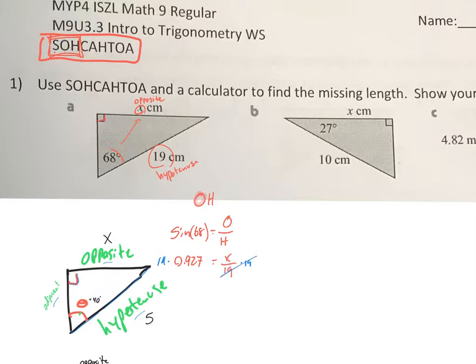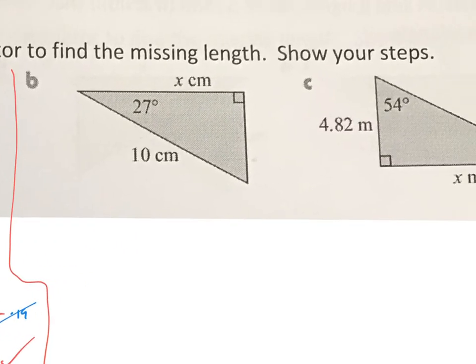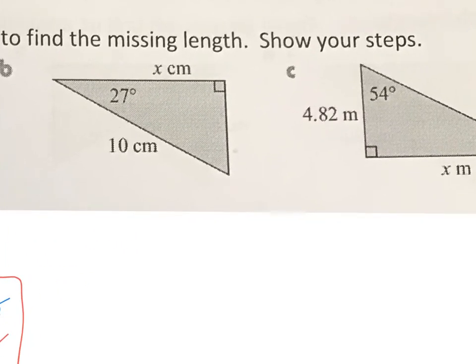They cancel out of this side, we're just left with x, and on this side we're left with 17.6. Cool. Okay, so there's sine. Let's look at this one. This is our angle, 27.